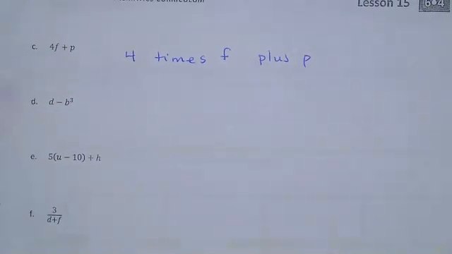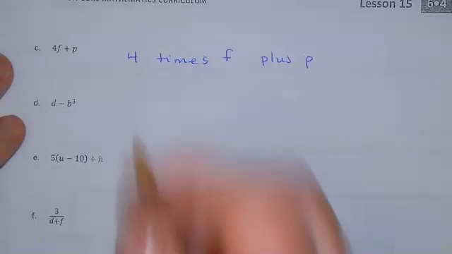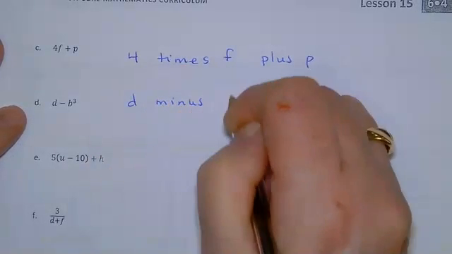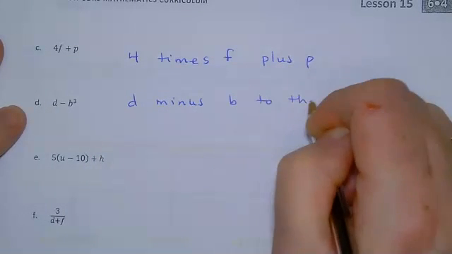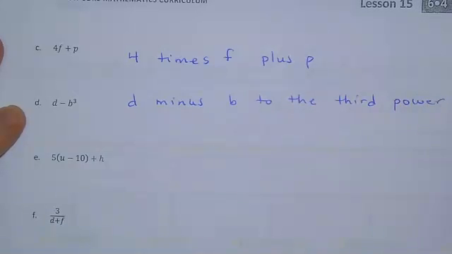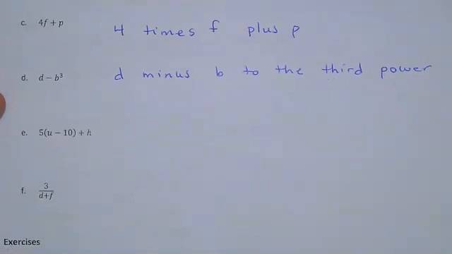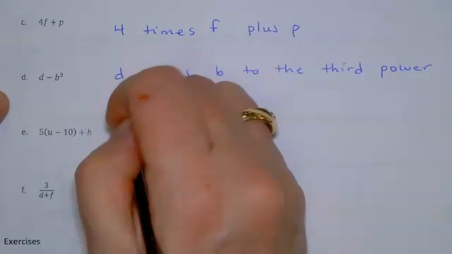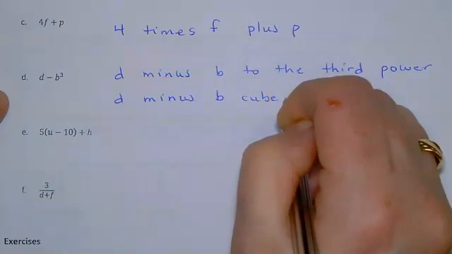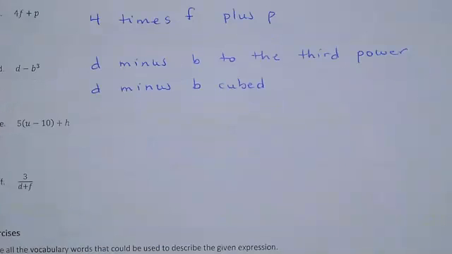Let's look at the next one. Tell me what words you would say for that one. Caleb? I would say D minus B to the third power. Who would say it a different way? Peyton? D minus B. Are they both correct? They are.